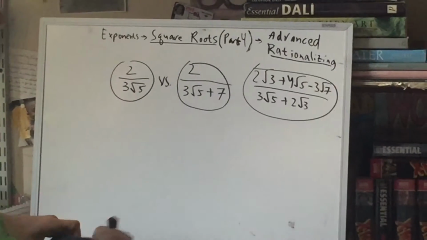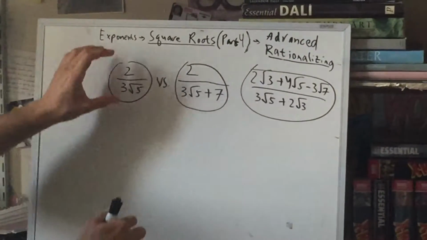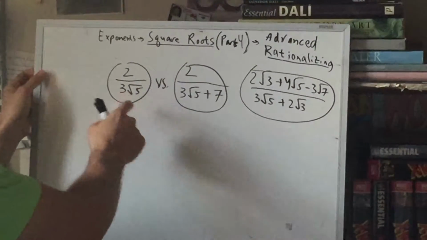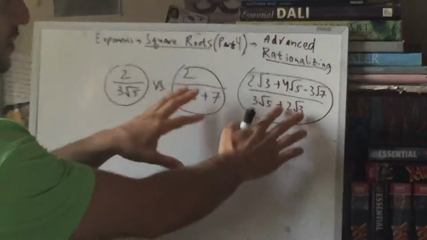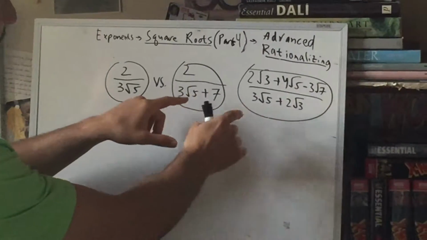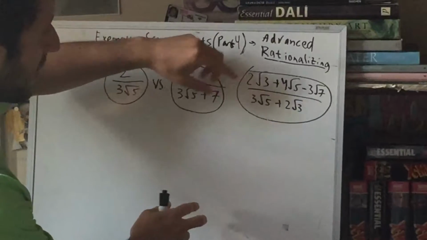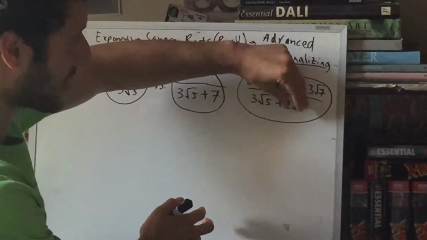All right, so this says versus because this is the basic rationalizing case where you have some sort of square root in the denominator, and these two are examples of advanced rationalizing where the bottom has more than one term. There's the 3 root 5, but then there's a plus 7. There's this, but then there's also something else.